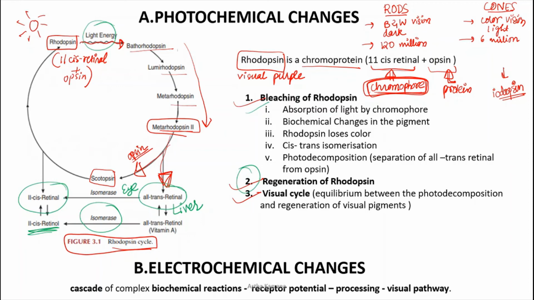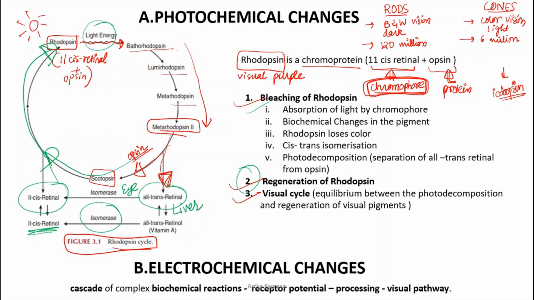Now, once this 11 cis retinal is formed, again the opsin or the scotopsin will bind and it will form the rhodopsin. That is why this process is known as regeneration, because the rhodopsin is again being formed from the opsin that was released and from the 11 cis retinal that is formed. So these were the two main steps: bleaching of rhodopsin, which occurs in the presence of light, and next is regeneration of rhodopsin.